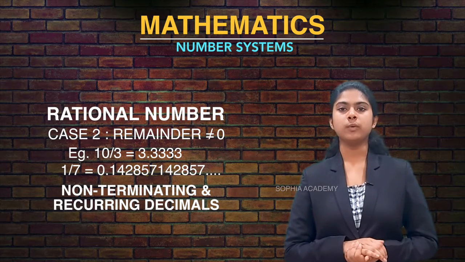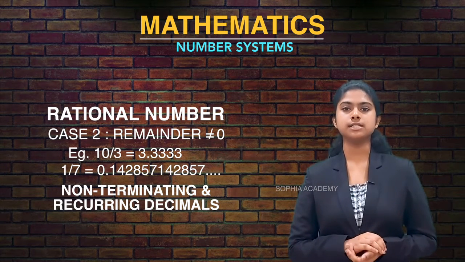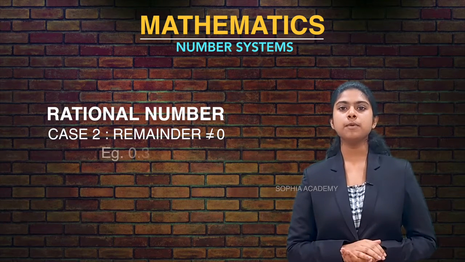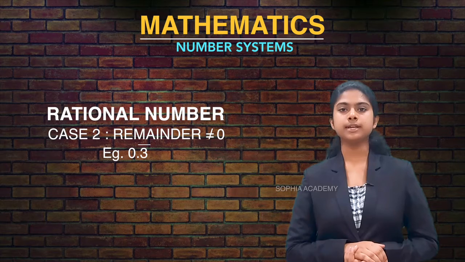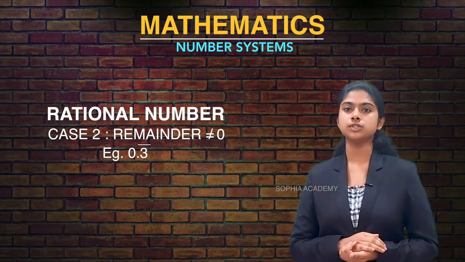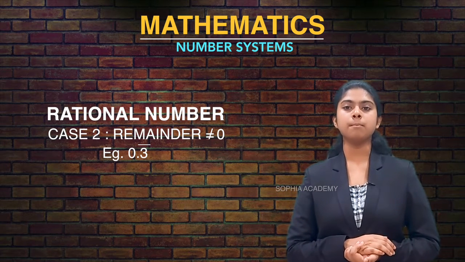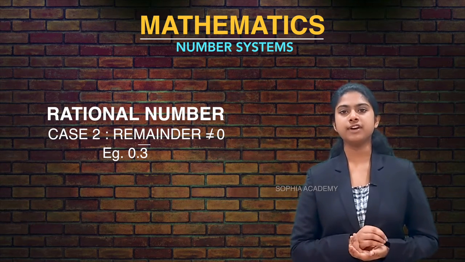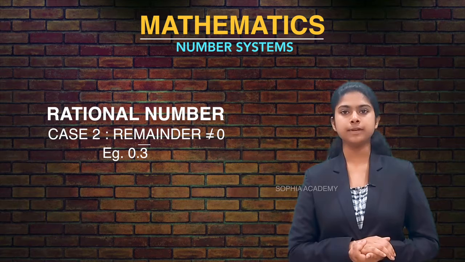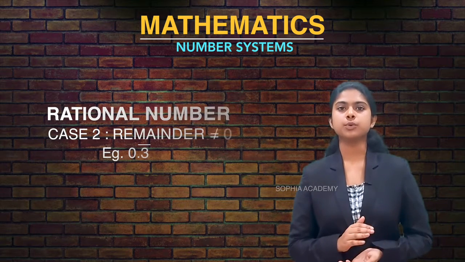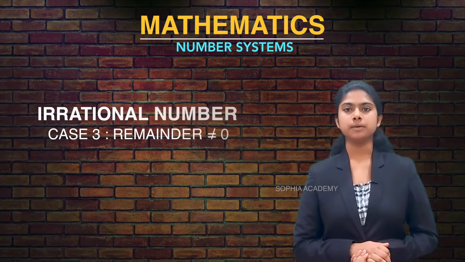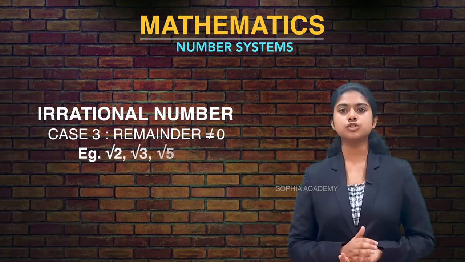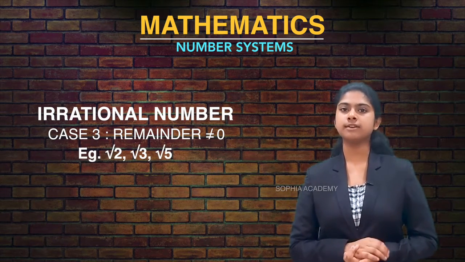We can also convert non-terminating recurring decimals to rational number form. For example, 0.3 bar, which can also be written as 0.333 and so on, can be converted to the form P by Q, which is rational number form. And this we will find in the exercise 1.3. Coming to case 3, irrational numbers where the remainder never becomes 0 with no repetition. Example, √2, √3, √5, √7 and many more.